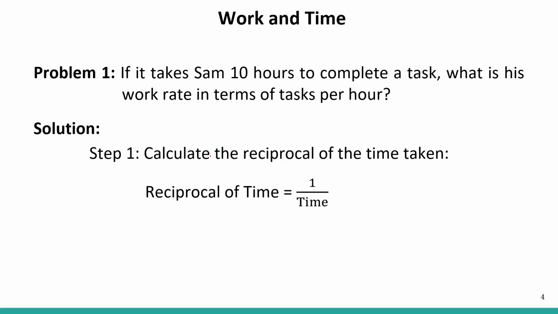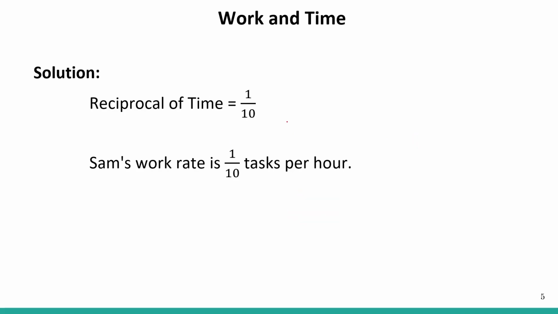So let's see the step-by-step solution. Calculate the reciprocal of the time taken, that is 1 by t, where time is 10 hours in this case. So the reciprocal of time is equal to 1 by 10. Sam's work rate is 1 by 10 tasks per hour. Okay, so let's go forward with problem number 2.